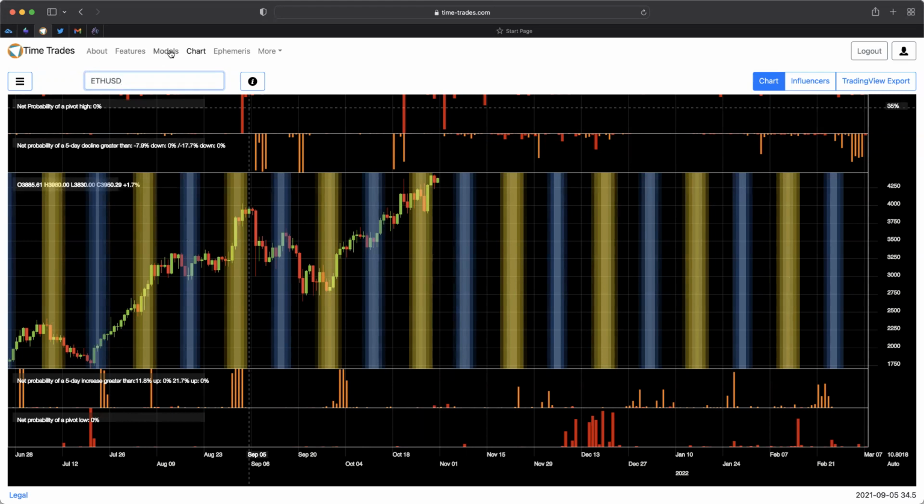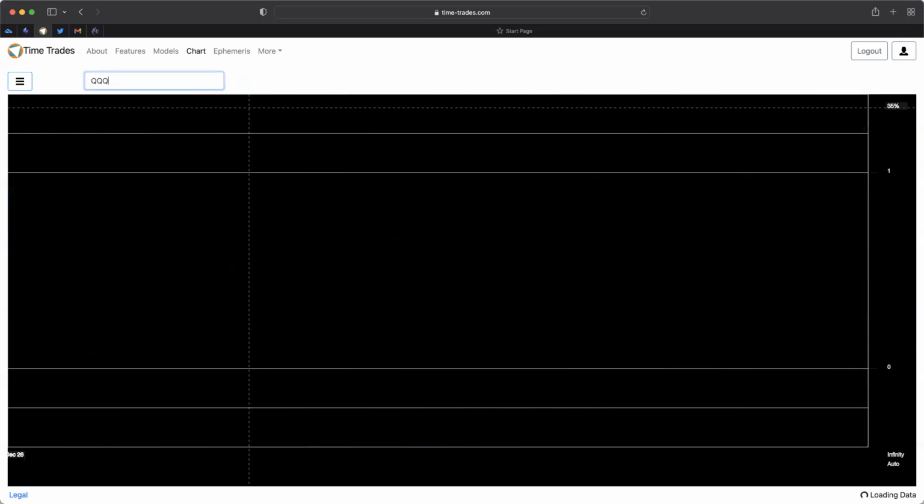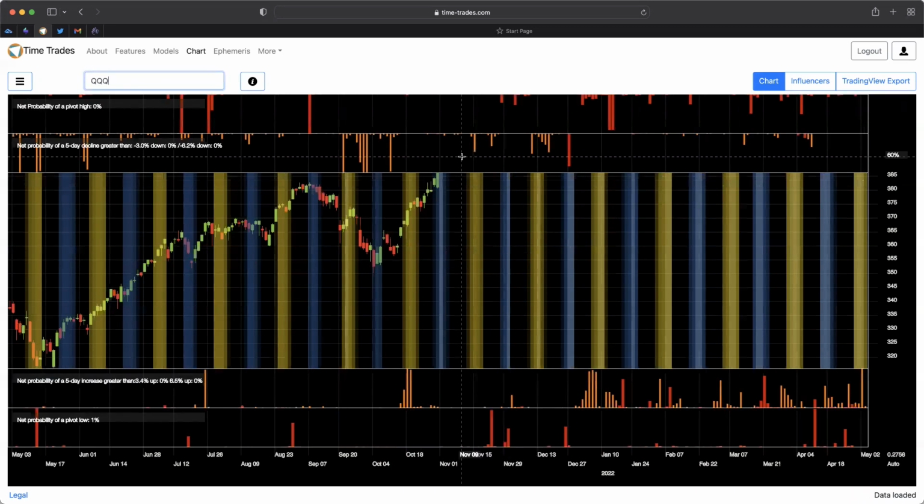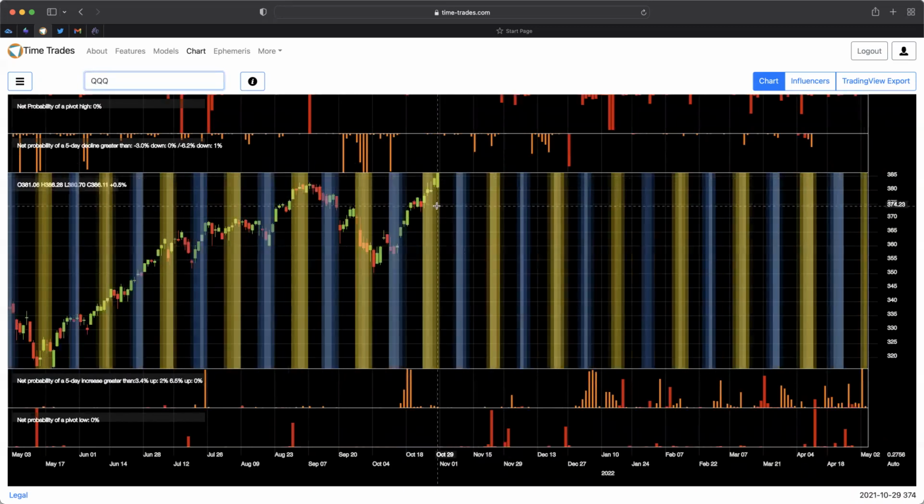Okay, so let's take a look at indexes. We can start with the Qs. All right, so the Nasdaq, what catches my eye right away is this giant 94% probability of a pivot low on November 22nd. And this remains, I think, the anchor point of the forecast going forward.